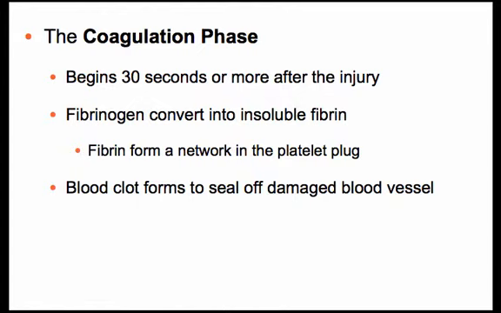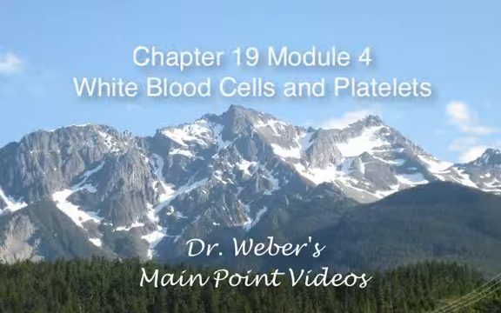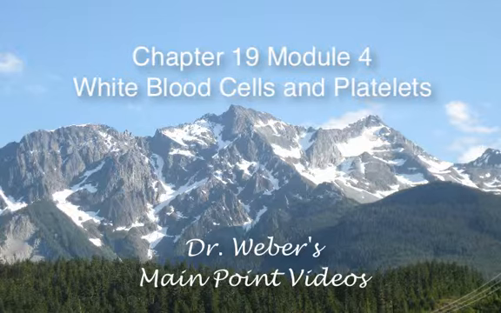Eventually, the platelets begin to contract, causing the torn edges of the vessel to be pulled closer together, reducing residual bleeding and stabilizing the injury site, making it easier for fibrocytes, smooth muscle cells, and endothelial cells to complete repairs. Slowly, the clot will begin to dissolve and the fibrin strands will be digested and the clot disappears. This ends Chapter 19, Module 4, White Blood Cells, Platelets, and Hemostasis.